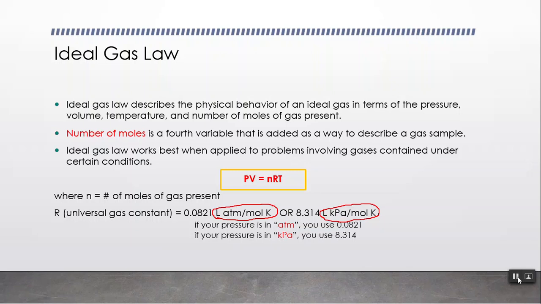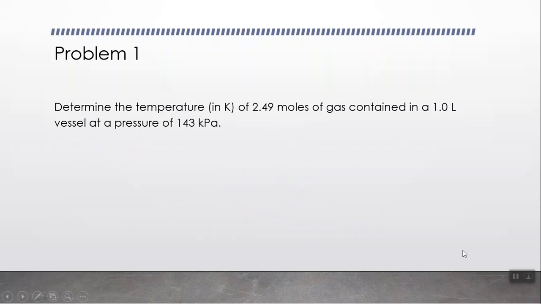So let's take a look at problem number 1. Determine the temperature in Kelvin of 2.49 moles of gas contained in a 1-liter vessel at a pressure of 143 kilopascals. The first thing you should notice here is that you are given moles, and so that indicates that you'll be using the ideal gas law. Other things to look for is that you're given set values, so just one value for volume and one value for pressure. So we're going to use this formula, PV equals nRT, and we're going to go ahead and define the variables first. For moles, you would put for n, 2.49 moles, you have volume, 1.0 liters, pressure, you have 143 kilopascals.